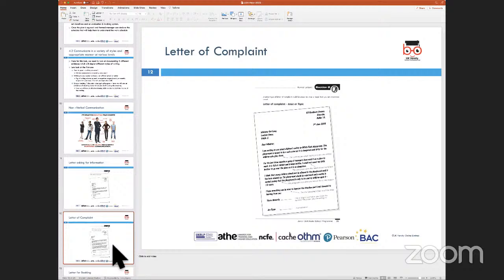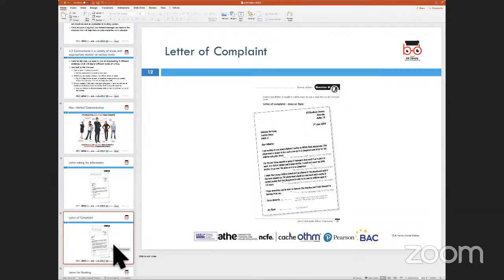Now, sometimes you're writing a letter of complaint. So it could be, I'm giving you an example here. Another style that we would want to use for this particular task would be, say, for example, there is an issue or a complaint which you want to make, and you want to write it formally. So again, a formal letter.